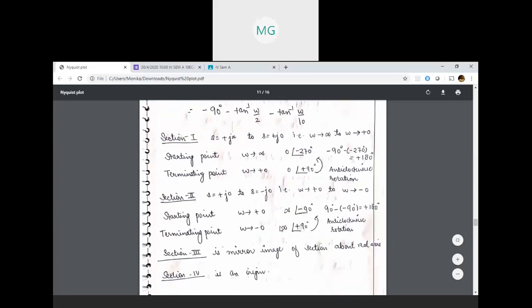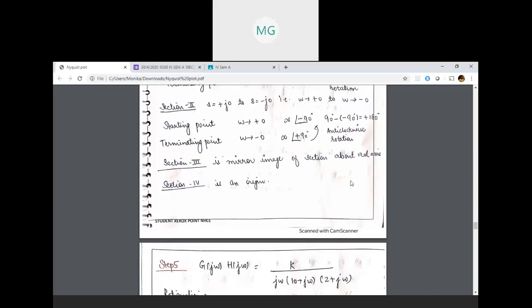You see that your magnitude is 0, whereas phase is minus 270 degree. Your plot starts at 0, that means the origin, at an angle of minus 270 degree. It terminates again at the origin, but at an angle of plus 90 degree. And when you find the angle of rotation, you see it takes a 180 degree anti-clockwise rotation. So how will you plot it?